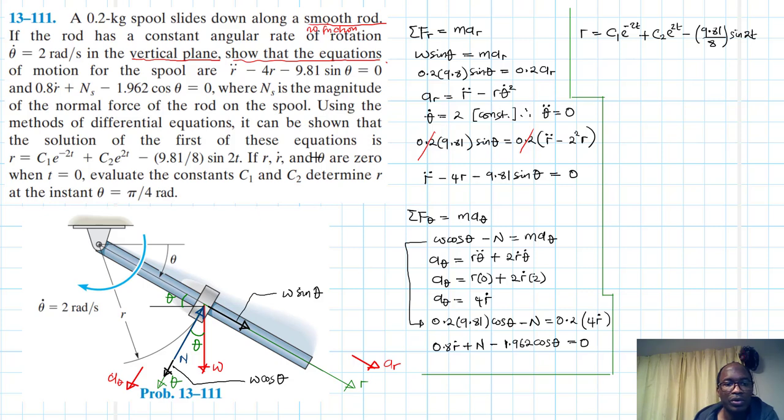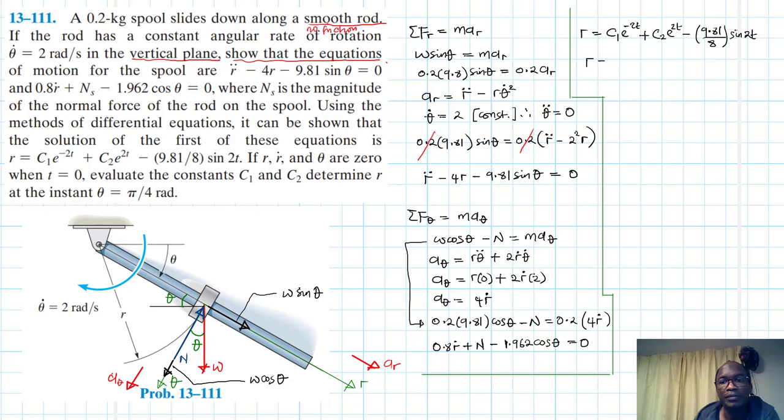So we have been told that if r and r dot and theta are 0 when t is equal to 0, so these are the boundary conditions. Let's evaluate or determine C1 and C2 and later on determine r at the instant theta equal to pi over 4. So this we can do, right? So let's find the derivative of r with respect to time.